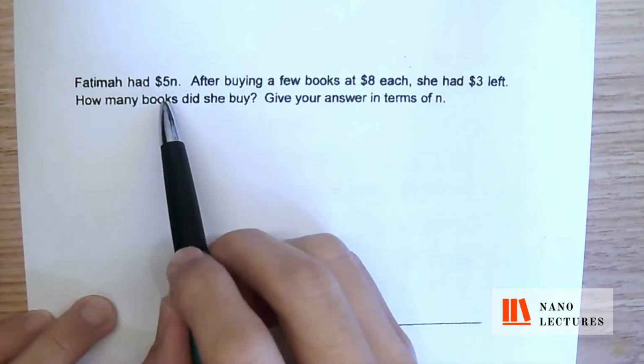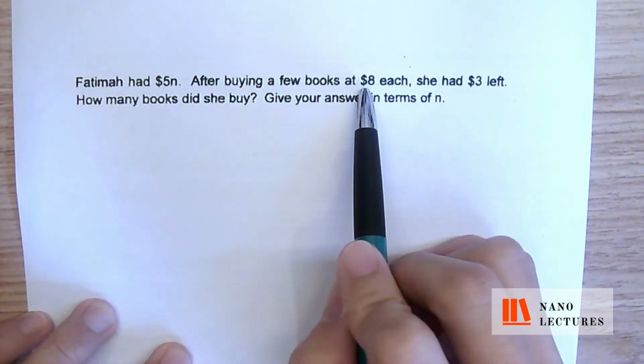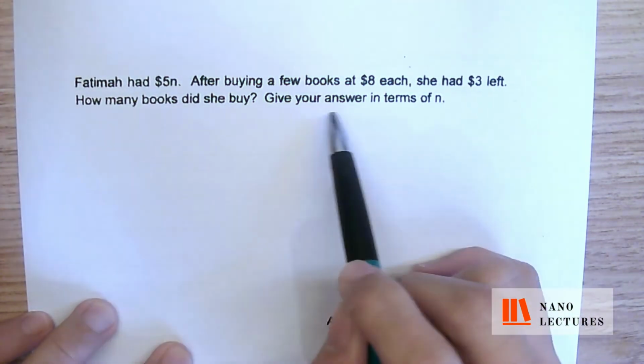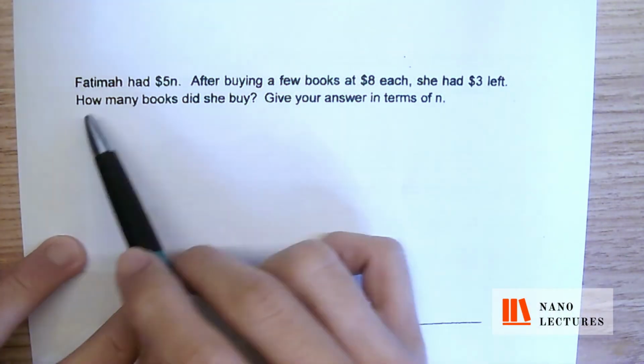Fatima had $5n after buying a few books at $8 each. She had $3 left. How many books did she buy? Give your answer in terms of n. Okay, so we have to visualize this again.